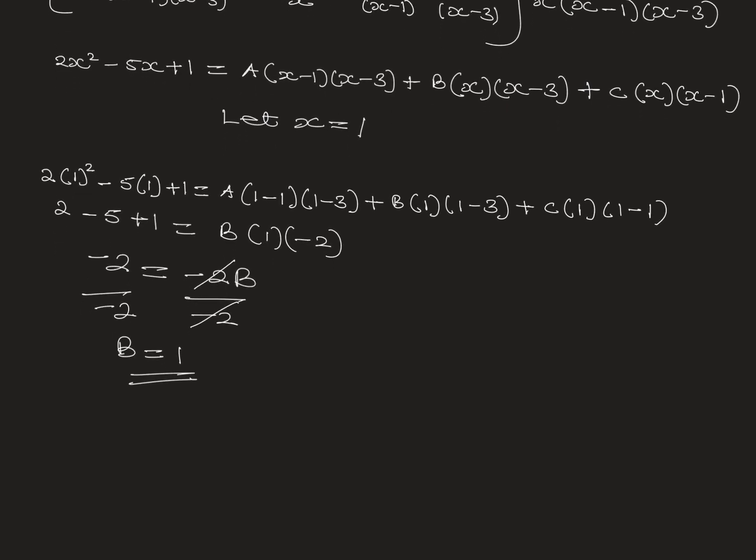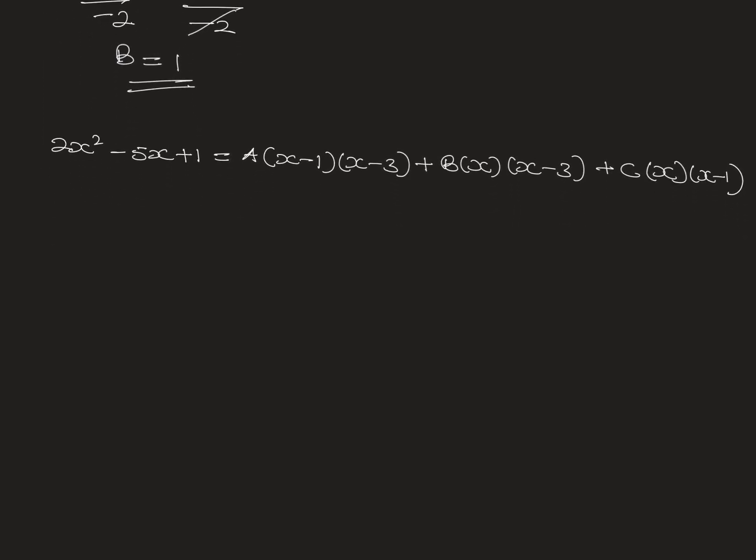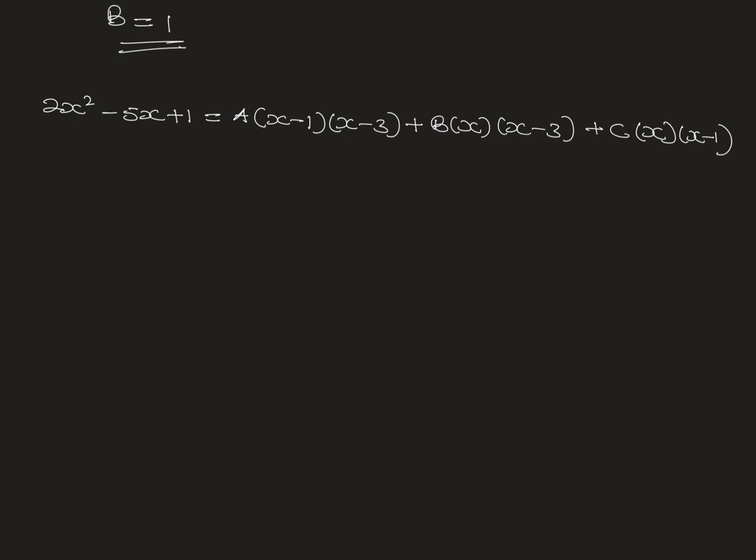So, again using 2x squared minus 5x plus 1 is equal to a into x minus 1, x minus 3 plus b into x minus 3 plus c into x minus 1. We can say let x is equal to 3 and see what we can have.